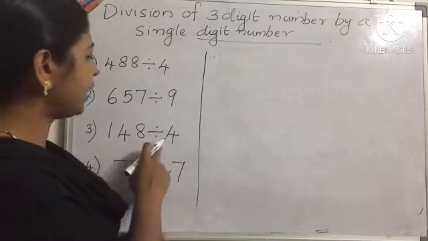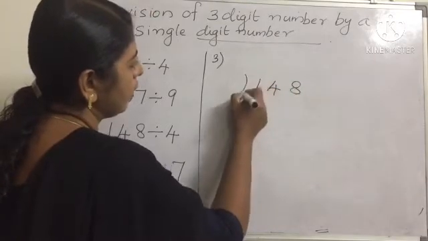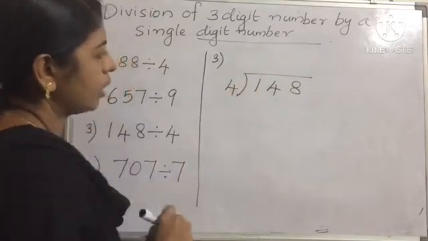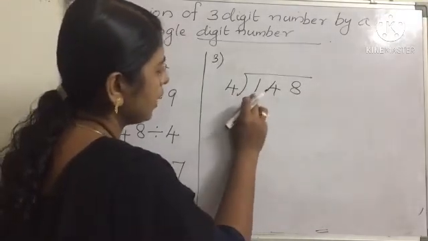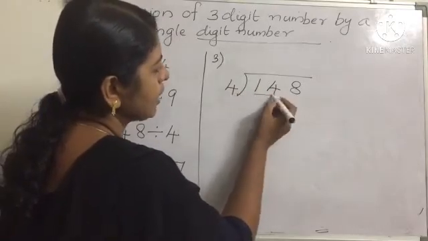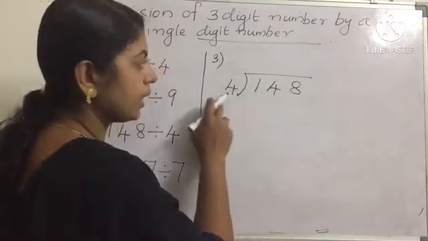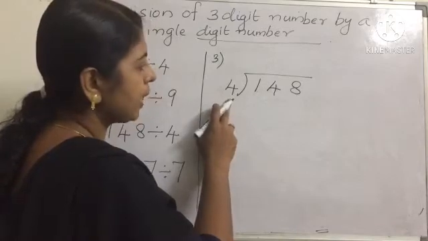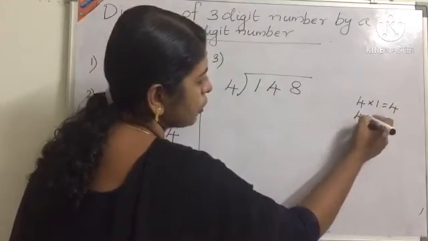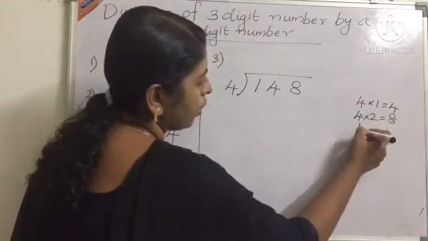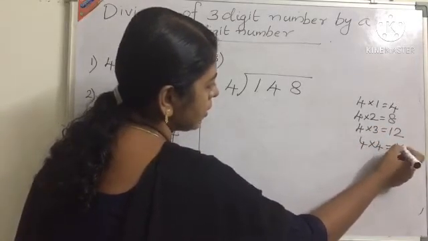Okay. Now we can go to the third question. It's 148 divided by 4. Here 1, it's not possible to divide by 4 because 1 is smaller than 4. Then we can go to the next digit also. It's 14. 14 is divisible by 4 because 14 is greater than 4. Okay, for this we want the multiplication table of 4. It's 4 ones are 4, 4 twos are 8, 4 threes are 12, 4 fours are 16.